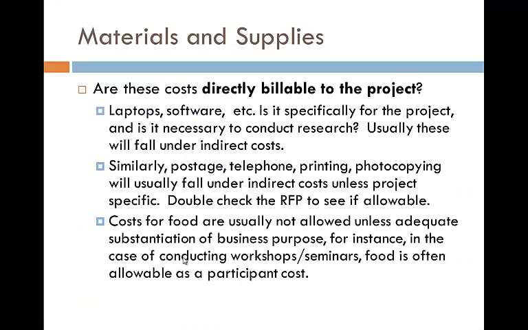When budgeting for materials and supplies, you will want to determine whether such costs will be specifically dedicated to the project or if they are for general use. Anything that is for general use, such as phone, photocopying, postage, laptops, and the like, is usually considered an indirect cost and should not be included as a direct cost. If a laptop or software is specifically required for the project, you will want to provide reviewers with a detailed explanation in the budget narrative.